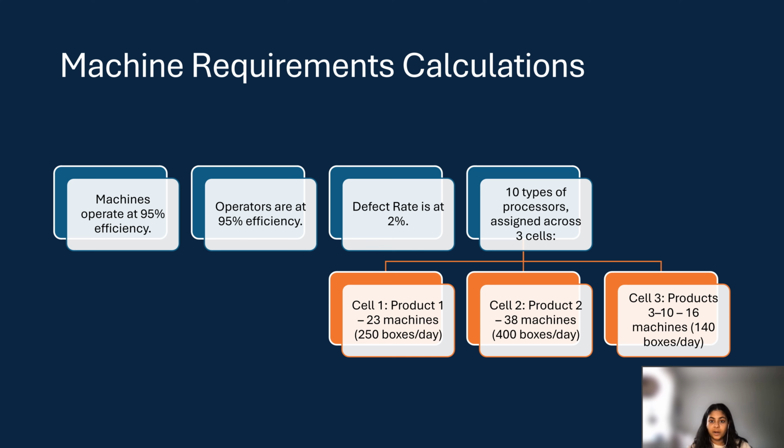Cell 1 handles product 1 and requires 23 machines to meet its daily output. Cell 2, which produces product 2, our highest volume item, requires 38 machines. Products 3 through 10 were grouped into Cell 3 due to their lower volumes, needing just 16 machines overall. In total, 77 machines are needed across all 3 cells. This setup ensures the production line meets daily output targets while maintaining efficiency and avoiding both equipment shortages and excess capacity.